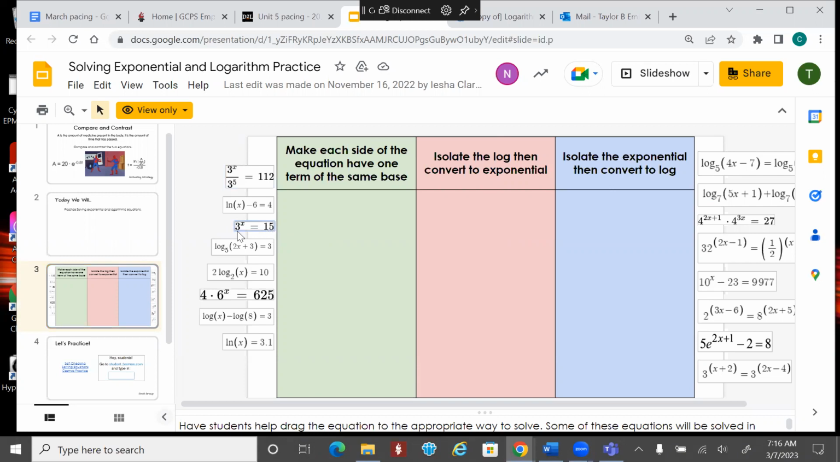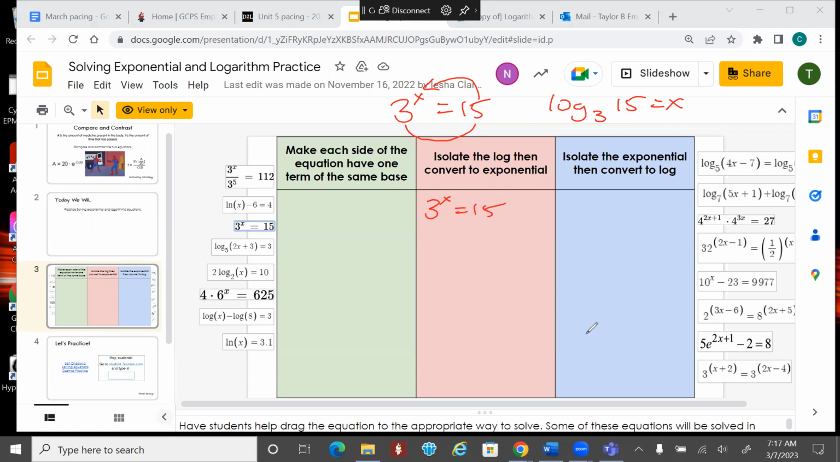Okay, so if I take this equation right here, this 3 to the x equals 15. If I were to go about solving this, what would I do? Trying to get x by itself. And x is in the exponent. So I need to convert it to a log by doing the circle of life, right? So we would say log of base 3 of 15 equals x, right? So what we would have done is place this in this column because it says isolate the exponential, then convert to log.